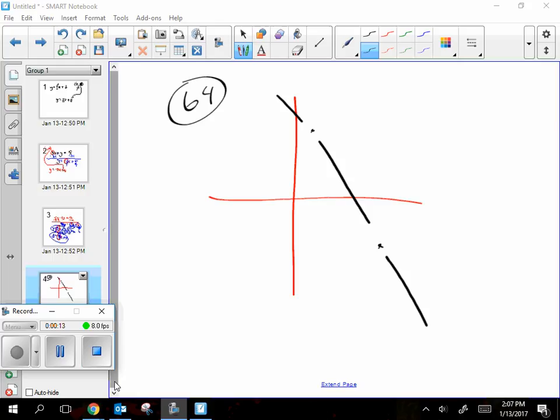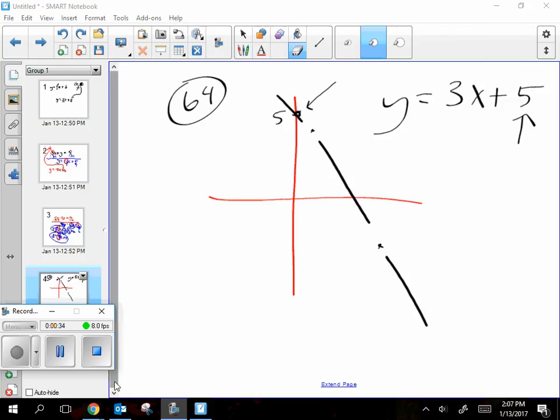Well, wouldn't it be nice to know where it hit? I know where it hit. I'm counting up: 1, 2, 3, 4, 5. I think it hits at 5, doesn't it? Is that the fifth spot? Why do I care? Because in the equation, y equals 3x plus 5, that spot right there is that spot. Now, was my slope really 3? No, it's not. So, stay with me now.